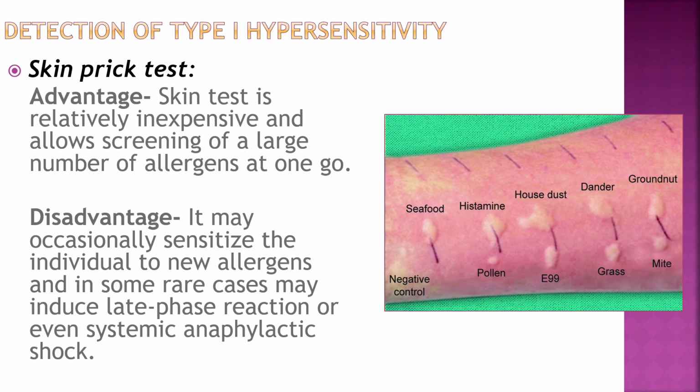Detection of type 1 hypersensitivity. The skin prick test: pricking the skin with the required antigen. Advantage: the skin test is relatively inexpensive and allows screening of a large number of allergens at one time. Disadvantage: it may occasionally sensitize the individual to a new allergen and in some rare cases may induce a late phase reaction or even systemic anaphylactic shock.